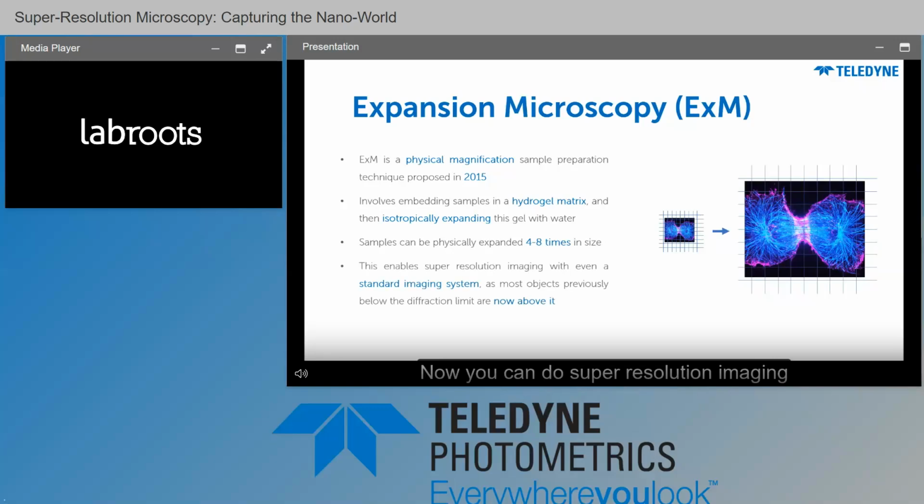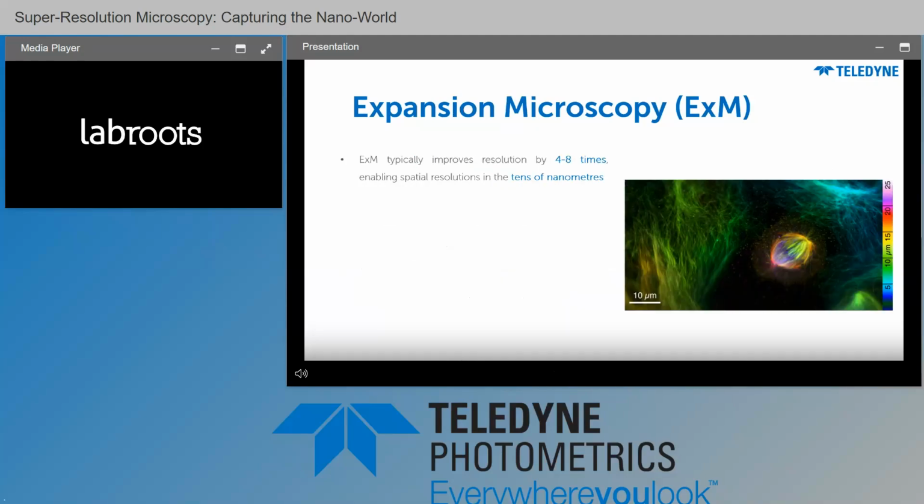Now you can do super resolution imaging even with a standard imaging system, because objects that were previously below the diffraction limit are now above it. You've simply made everything in the sample bigger, so you can image it as you normally would, and it's at super resolution. Expansion microscopy typically improves resolution by 4 to 8 times, because your sample can be 4 to 8 times larger, so now you have spatial resolutions in the tens of nanometers.